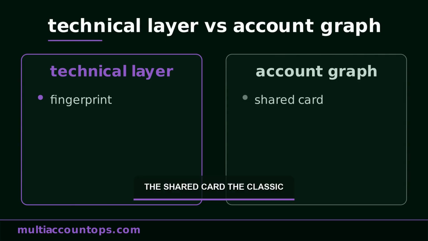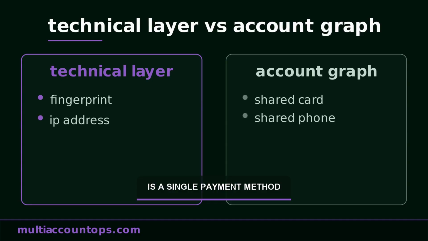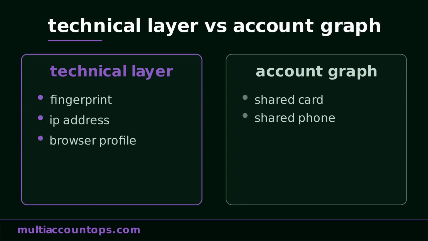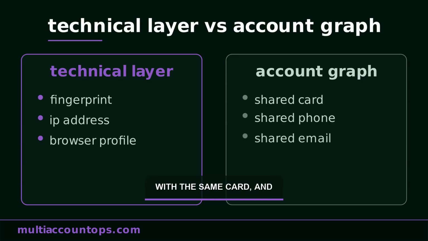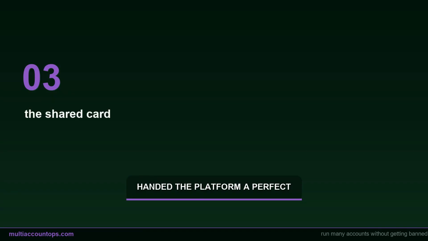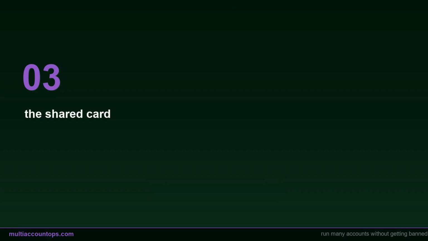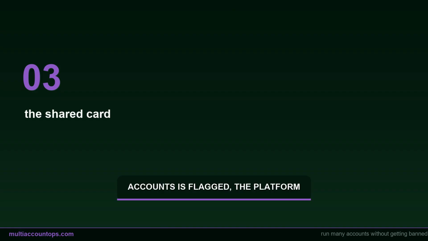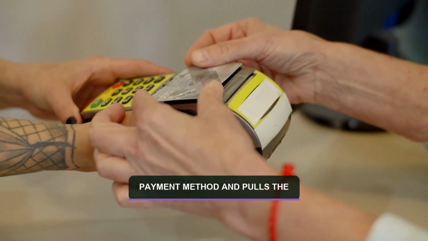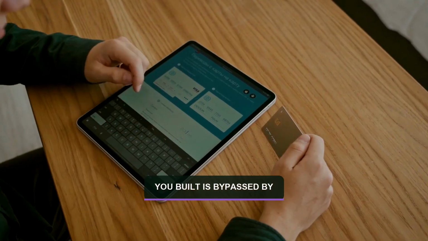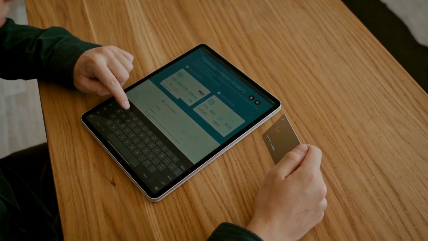The shared card, the classic connector, and the one that wipes out the most fleets, is a single payment method funding many accounts. You set up a dozen carefully isolated identities, each on its own profile and proxy, and then you pay for all of them with the same card, and in that instant you have handed the platform a perfect list of which accounts belong together. The card is a hard identifier. The moment one of those accounts is flagged, the platform looks at everything sharing its payment method and pulls the whole set. Every technical wall you built is bypassed by the billing screen.